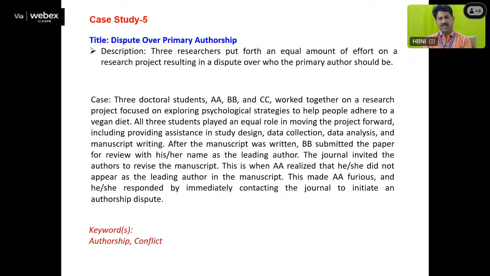sent for publication. During that time, if there is some conflict of interest, then the authors can raise the question. Otherwise, they can raise the dispute issue also. So this type of dispute issue should not happen during any type of research publication.